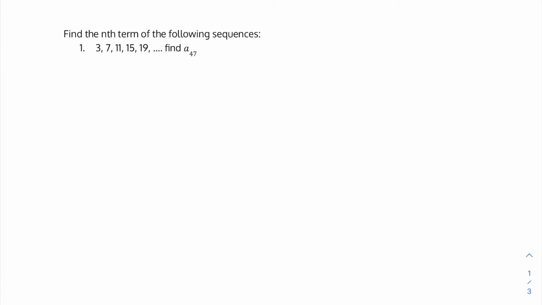So for all of these, we're going to have to first determine if it's arithmetic or geometric so that we know what formula we are using. Sometimes I will tell you, find the nth term of this arithmetic sequence. But for these ones, I don't specify what type of sequence it is, so we just need to figure it out ourselves. So looking at this first one, we've got 3, 7, 11, 15, 19.